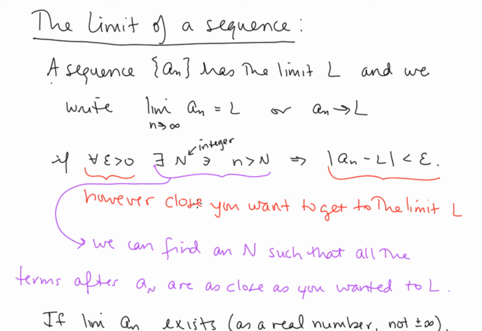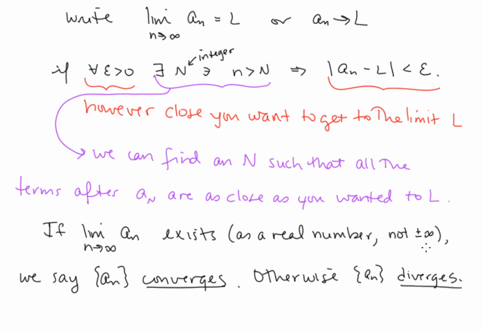This is saying however close you want to get to the limit L, pick any small number epsilon. However close you want your sequence to get to that number L, we can find a capital N such that all the terms after a sub capital N are as close as you wanted to L. We can find a capital N such that little n greater than big N implies that we get the inequality we're looking for. Now, if the limit exists and is a real number, we say that the sequence converges. Otherwise, the sequence diverges.